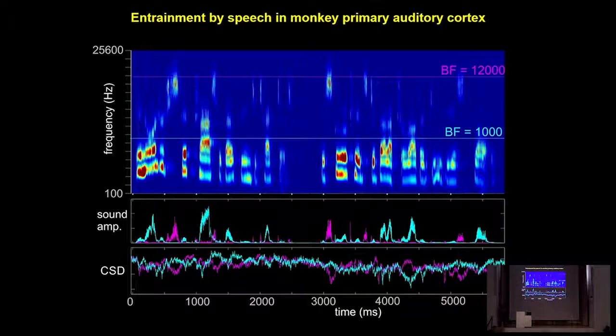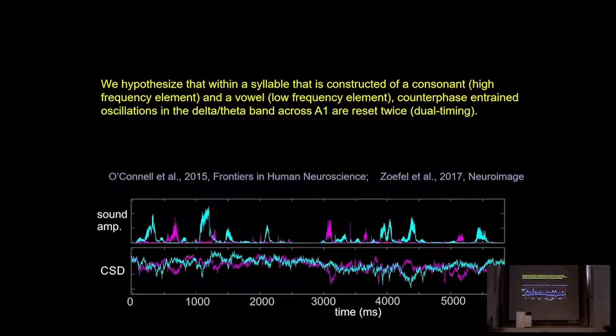So this guy resets this oscillation to the low excitability phase, prepares it, the oscillation oscillates as they do, and by the time this guy arrives, it's already in the high excitability phase and can ideally amplify the response. In exchange, this guy resets the high frequency side to prepare it for upcoming consonants and so on. So it's still a hypothesis because we have some evidence for it, but even for me, we need more.